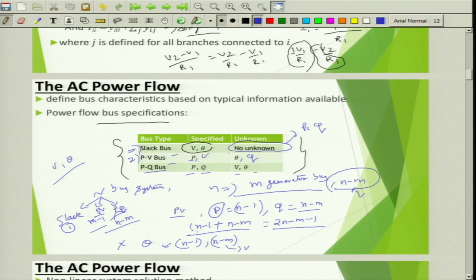Put together, it is 2n minus m minus 1. So we have 2n minus m minus 1 known things and 2n minus m minus 1 unknown things. So it is the same, and we can solve the load flow equations.